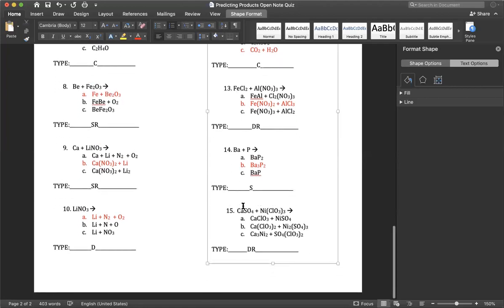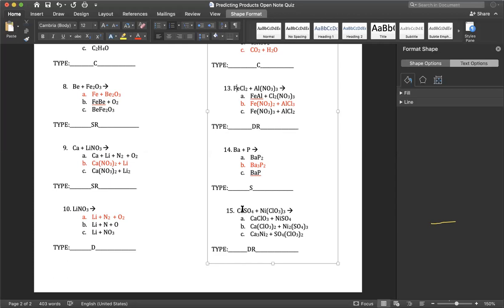Okay, so let's go to 15. What was my metal in this compound? Calcium. What's my metal in this one? Nickel. So which one can I throw out? C, because they're going together. They're not switching spots. Now I have to figure out the correct crisscross. What's the charge of calcium always?